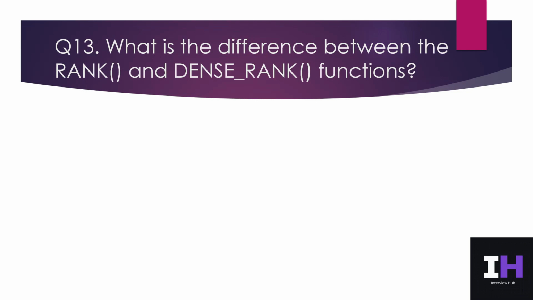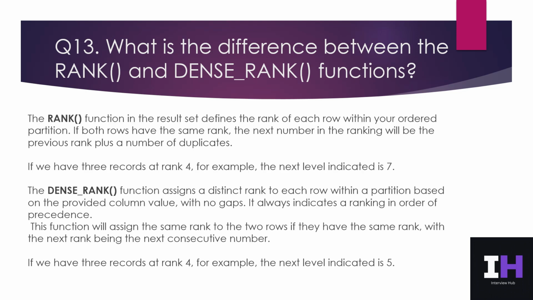Q13. What is the difference between the RANK and DENSE_RANK functions? The RANK function in the result set defines the rank of each row within your ordered partition. If both rows have the same rank, the next number in the ranking will be the previous rank plus the number of duplicates. If we have 3 records at rank 4, for example, the next rank indicated is 7.